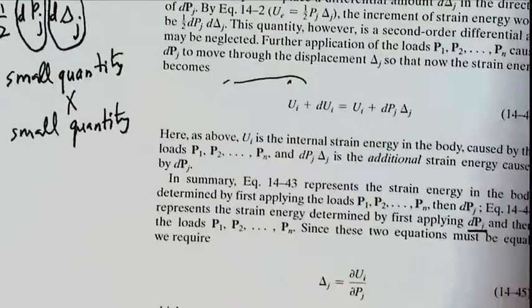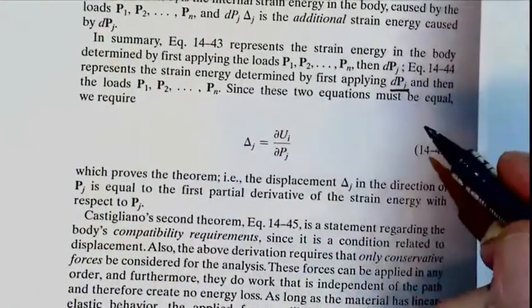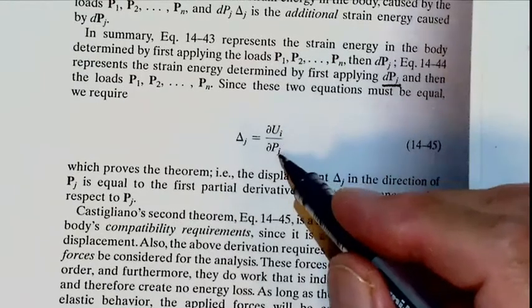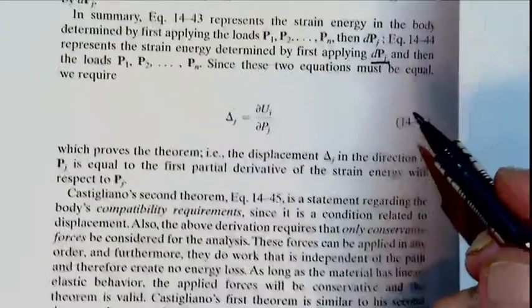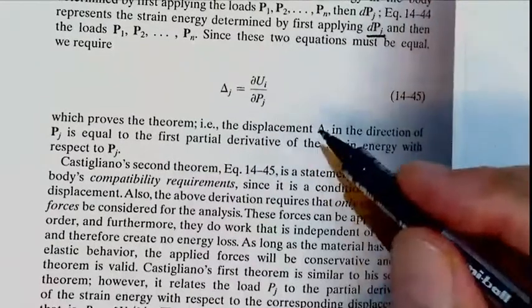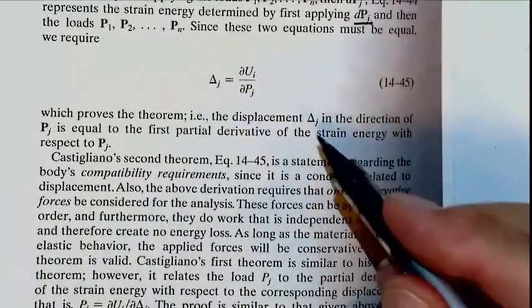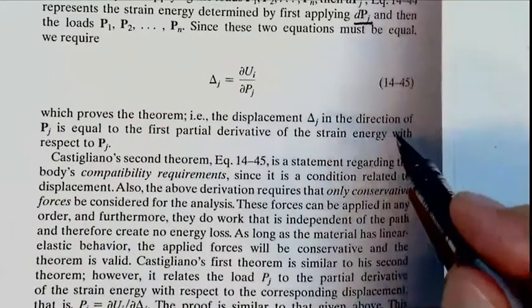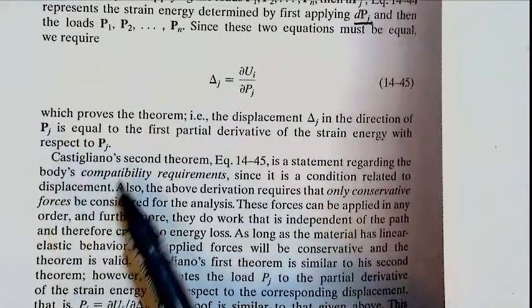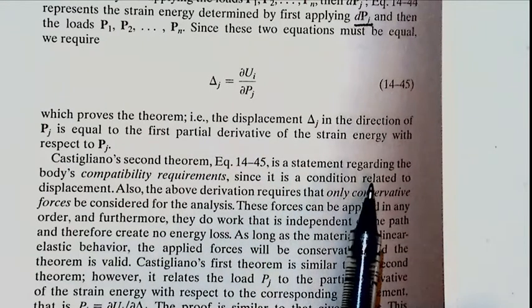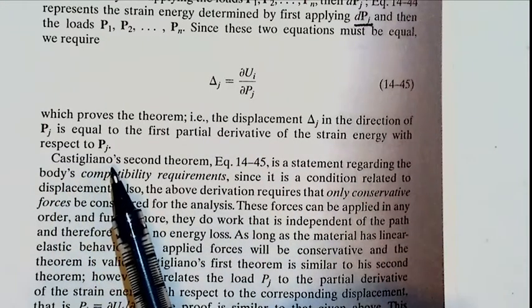Okay, so therefore we get delta j equals dU_i over dPj, which is a proof. So that was a very short theorem. The displacement delta j in the direction of Pj is equal to the first partial derivative of the strain energy with respect to Pj.